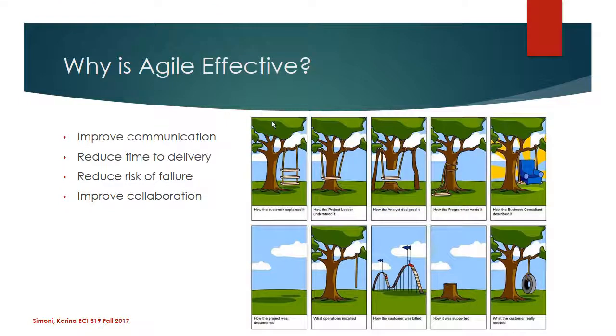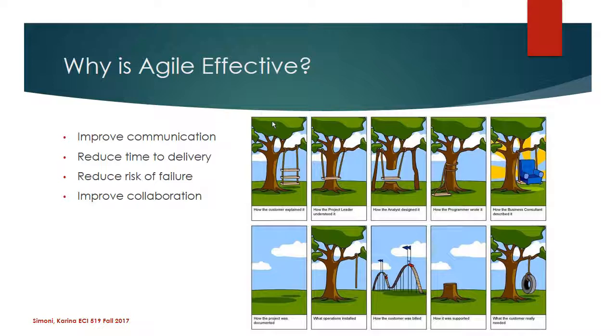So why is Agile effective? We saw that our customer didn't receive the product that they wanted in waterfall. And Agile fixes that through improving the communication, reducing the time to delivery, and reducing the risk of failure because we can show the customer what we're working on. I always say that if you can show the customer what they don't want, they'll finally tell you what they actually need. This is important.